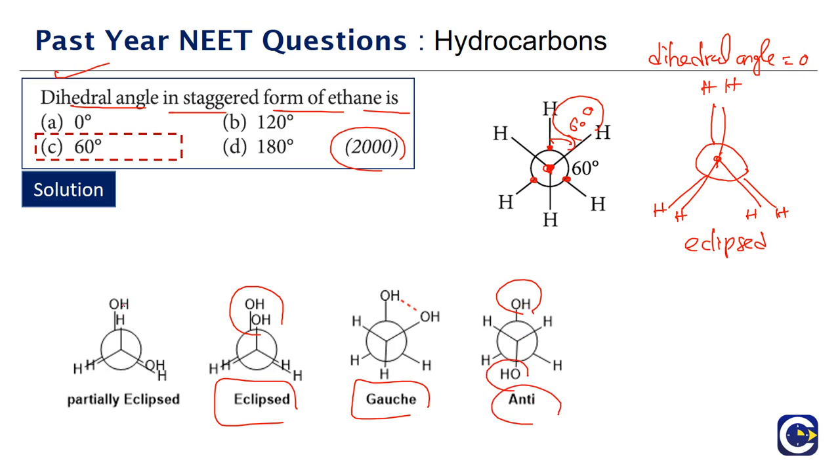Then if the OH group of one carbon and the hydrogen of the other carbon are facing each other, this will be partially eclipsed. Fully eclipsed means what? The OH and OH will face each other. Okay, and you can see hydrogens also will face each other similarly. This is the fully eclipsed. This will be called as what? Partially eclipsed. Okay, so in the case of asymmetric groups attached to alkane, we can have the eclipsed, partially eclipsed, gauche, and then anti-arrangements.